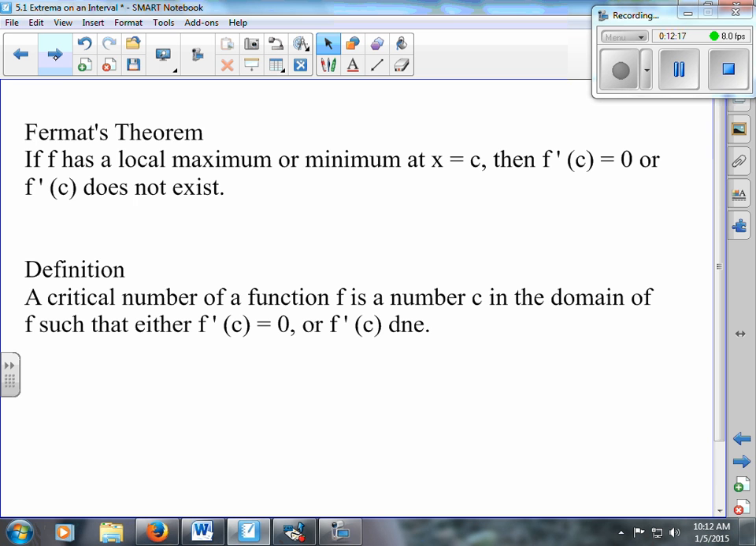We call these x values, C is the letter I've used for them, but these C's, these x values, are called critical numbers. C for critical. So Fermat is the guy who came up with the realization, and it's called a critical number.